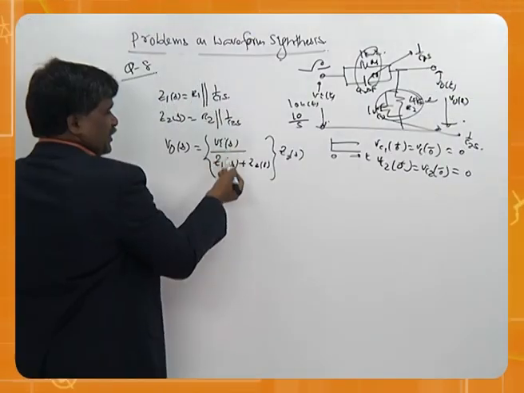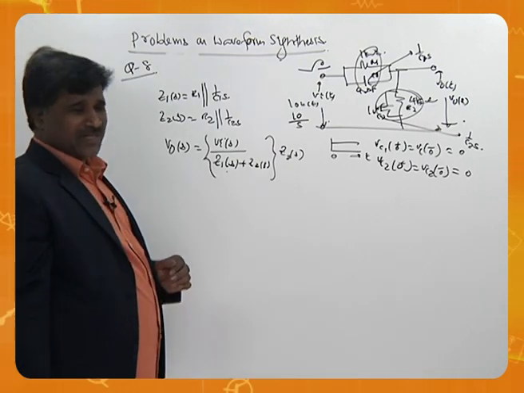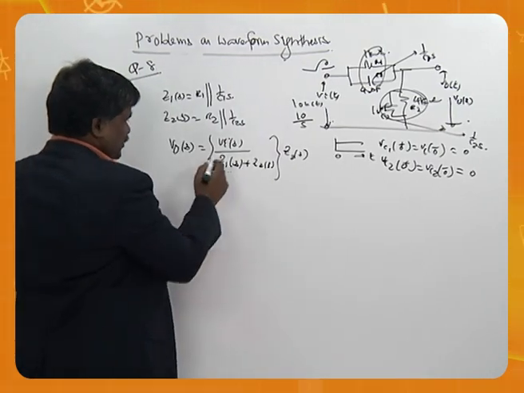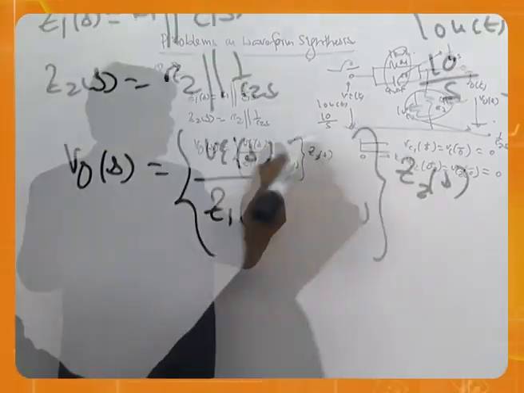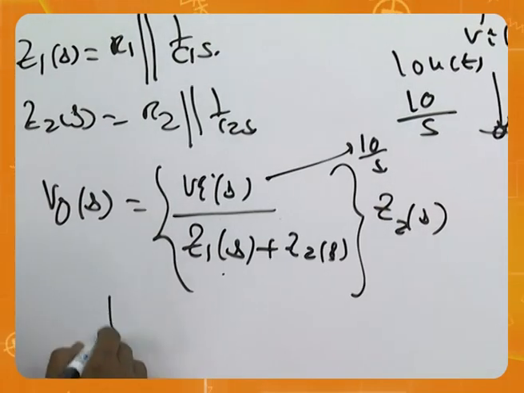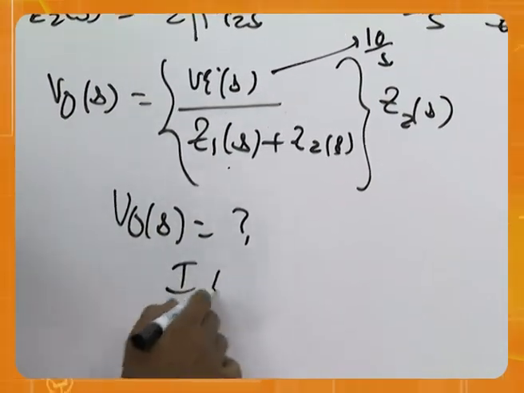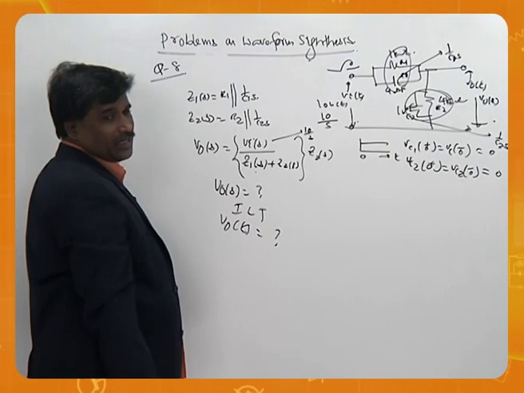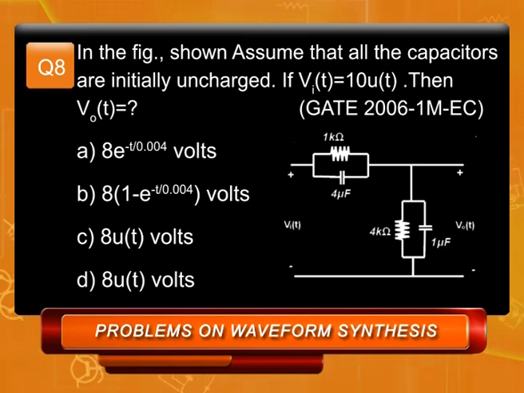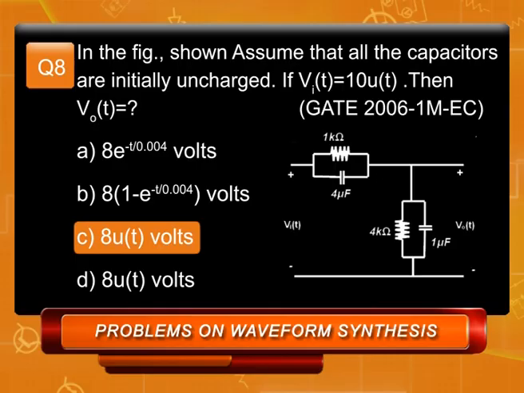Why? This by this gives you current into this, or you can say potential divider connection. And calculate where Vi of s is how much is given? 10 by s. So calculate V naught of s, then take the inverse Laplace transform. You will get the answer. The answer is C, 8 into u of t.